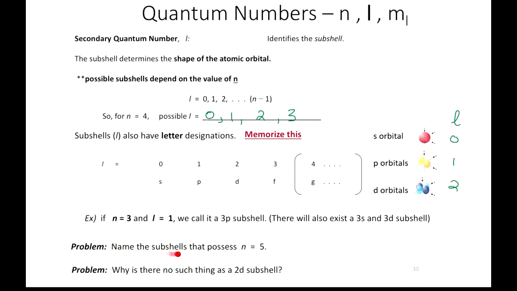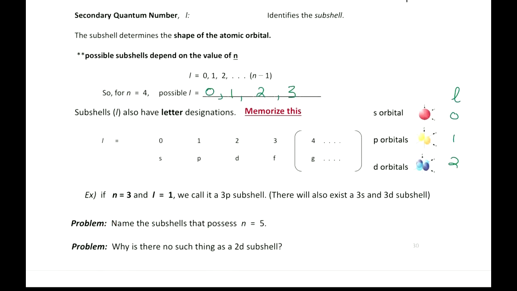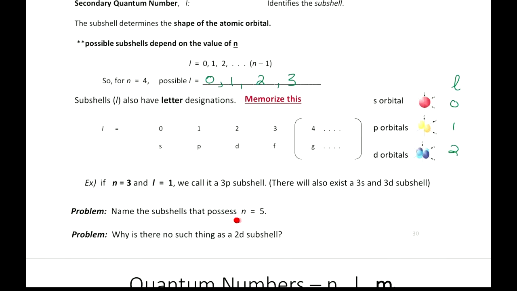So let's name all of the subshells that can possess an N equals 5. The idea in this question of N equals 5 is to name the possible L values we can have. If N equals 5, what kind of L values can we have? 0, 1, 2. Tell me when to stop. 3, 4. Okay, very good. We didn't quite answer the question yet. We have the possible L values, but let's name the subshells.